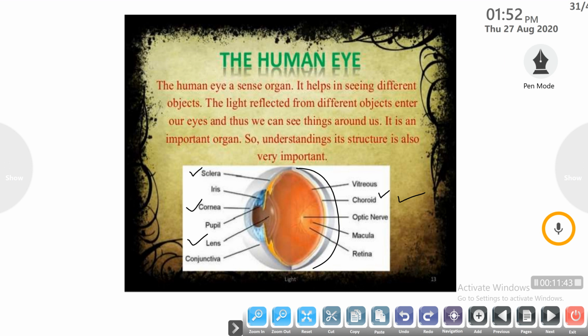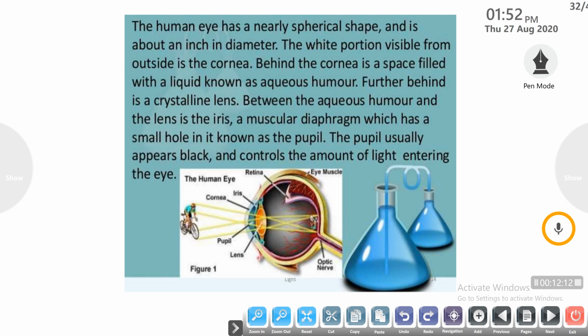Between the cornea and lens there is a muscular diaphragm called the iris. It contains a small black spot in the middle, which is called the pupil. The size of the pupil differs depending on the amount of light that enters. The posterior part of the eye consists of the retina, where the image formation takes place, and an optic nerve which sends the signal to the brain. This is the structure of the eye.